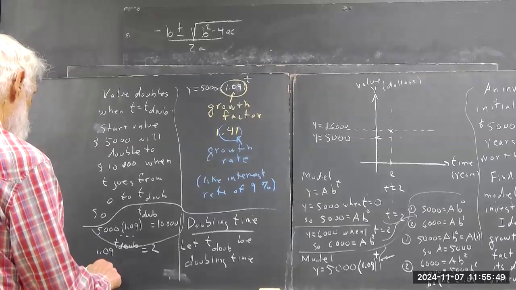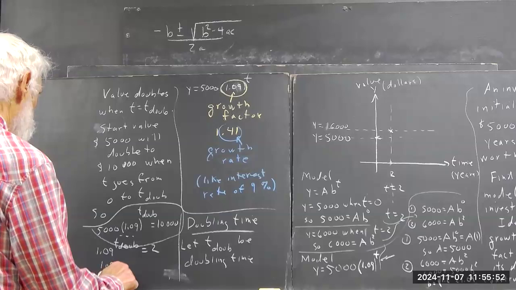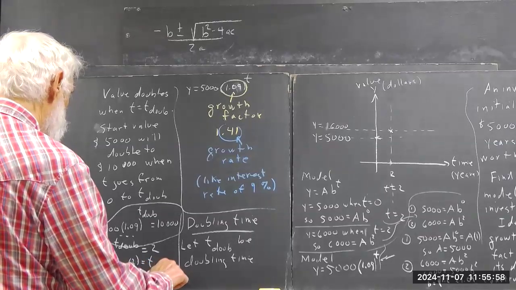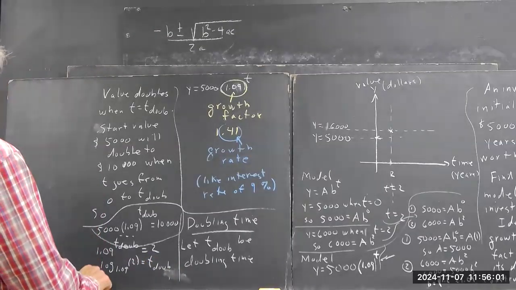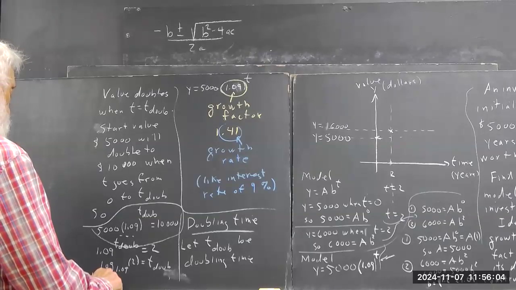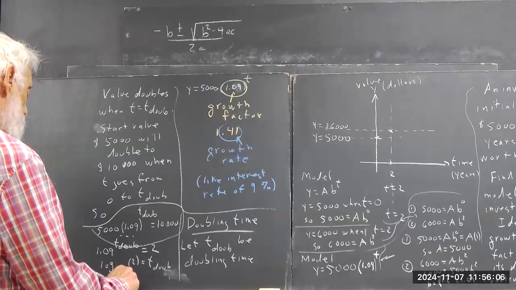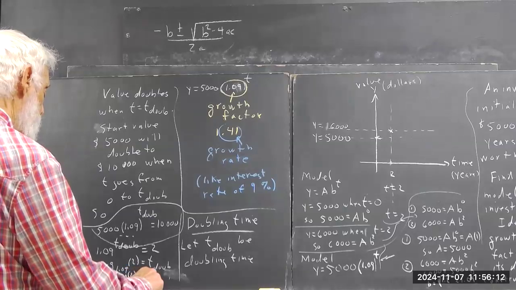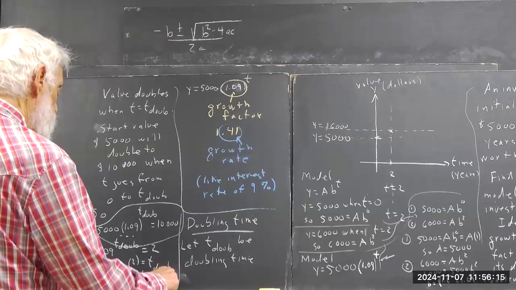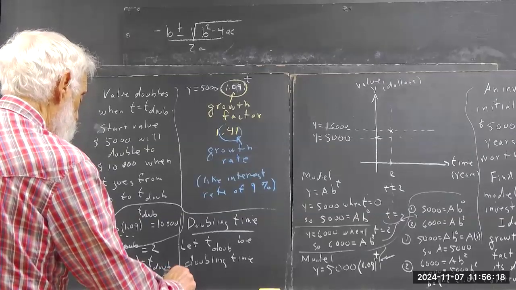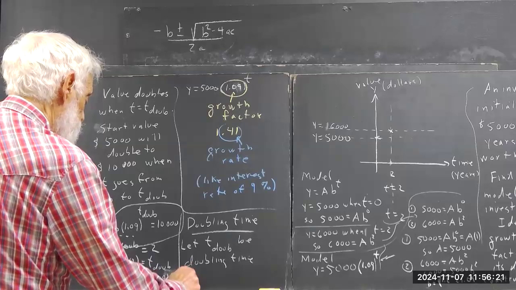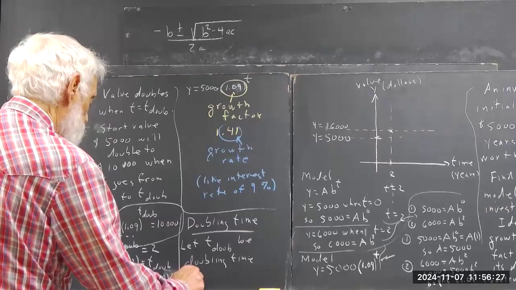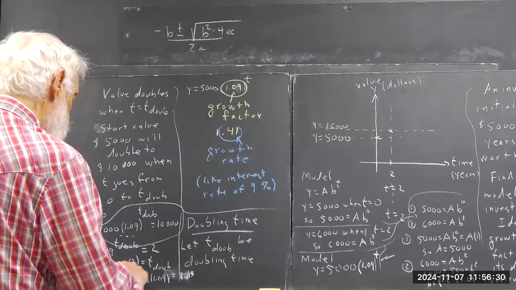But this then becomes log base 1.09 of 2 equals t dub. So t dub equals log of 2 over log of 1.09. And you use your calculator and find that that's 8.04, if I believe the one correct calculation I think I saw. Okay.